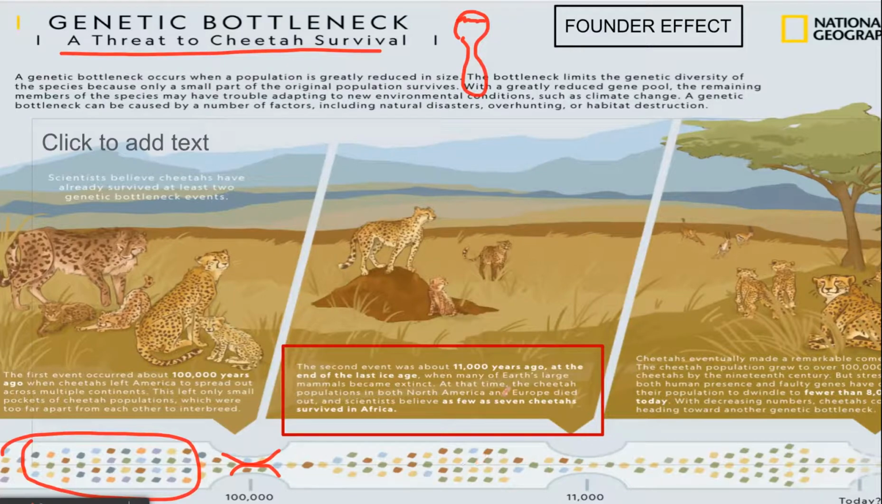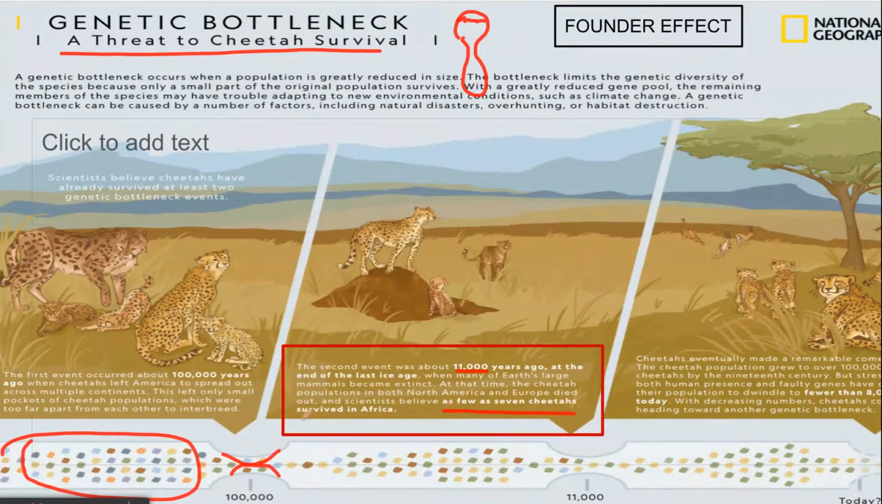Then there was another event about 11,000 years ago, at the end of the Ice Age, when a lot of the large mammals on Earth became extinct. This is when woolly mammoths went away and saber-toothed tigers went away. A lot of the big mammals on Earth started to die off, and a lot of it was actually hunting from humans, because we were starving for food, to be honest. And so we were able to hunt those things.